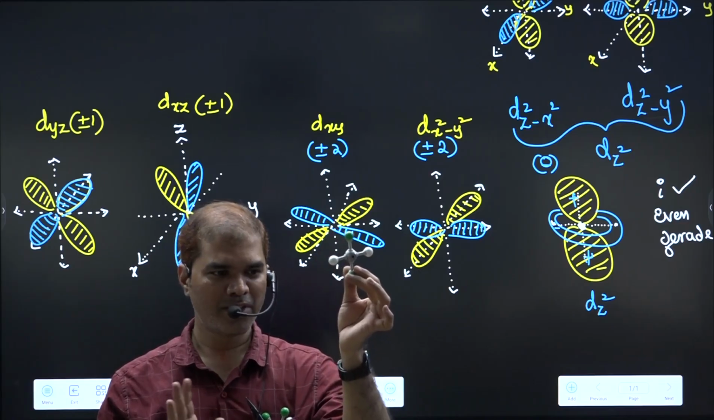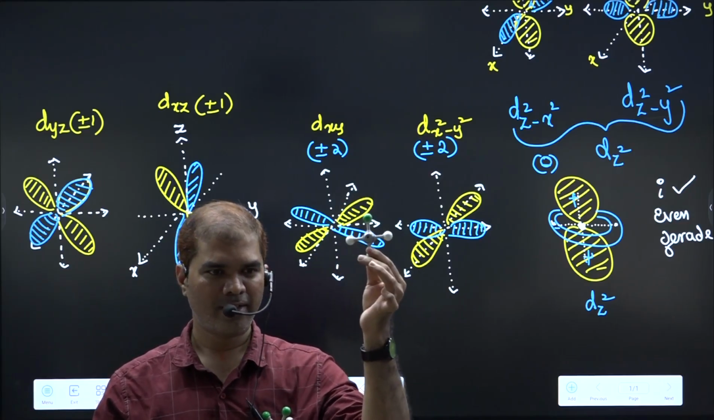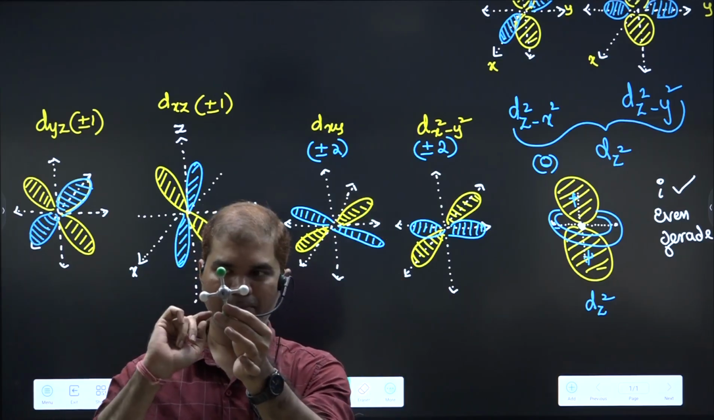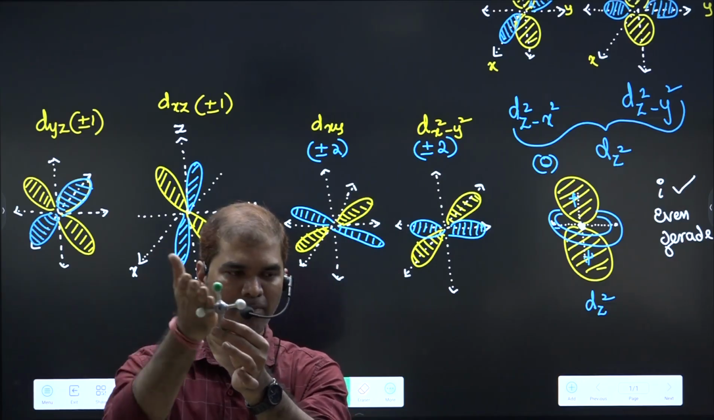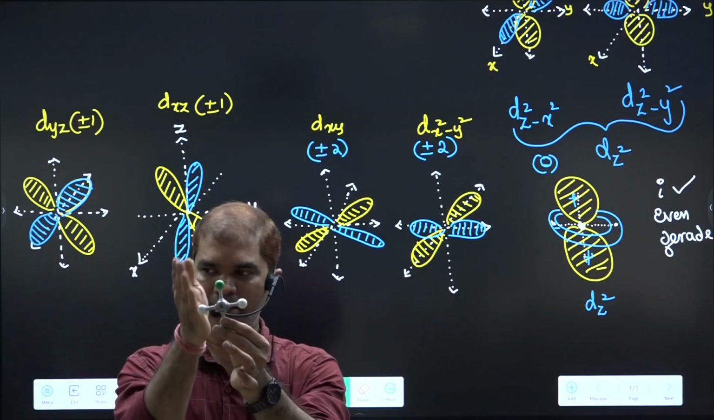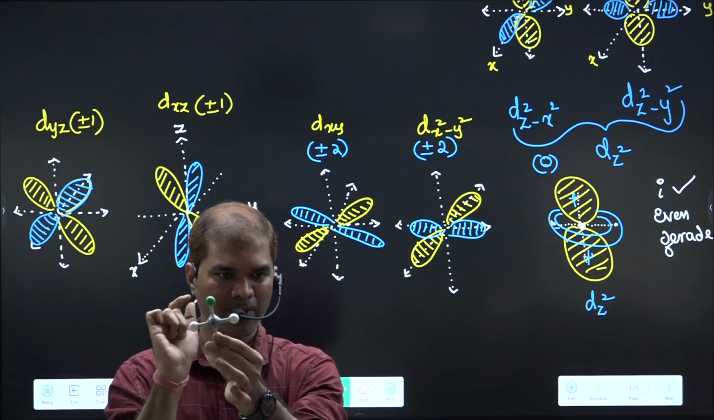You never heard about x square plus y square. Always we heard about x square minus y square. What is x square minus y square? It means there is a nodal plane. That is the meaning. X square minus y square means there is a nodal plane in between. That is why you say x square minus y square.